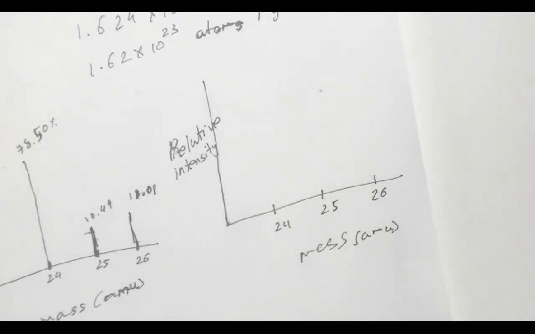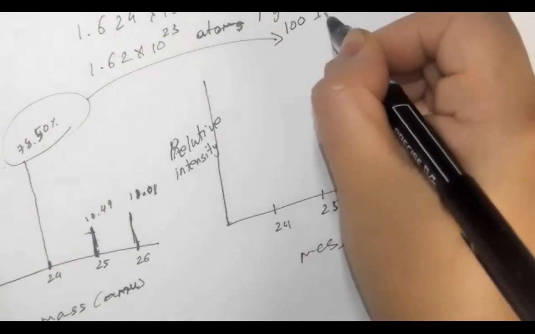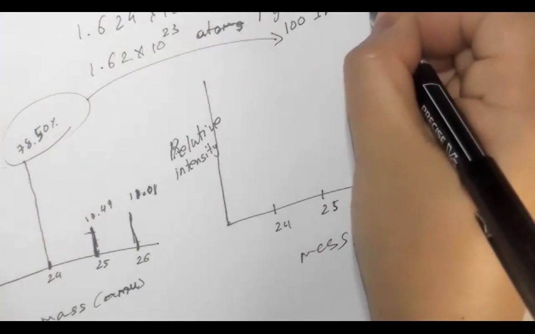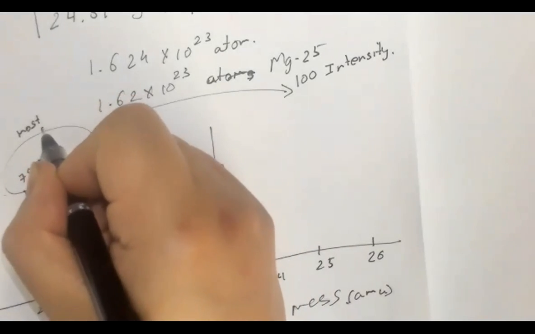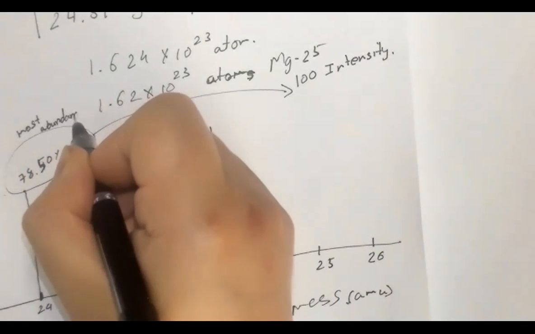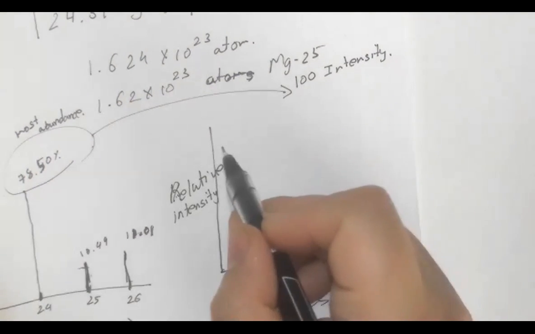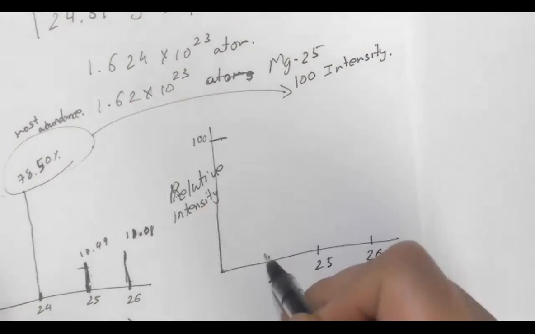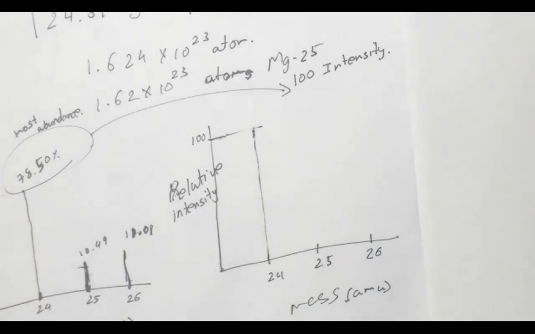Here's what it is. The highest one that you have in the earlier one, the most abundant one, is gonna be 100%. So this is gonna be 100 intensity. Make sense? So most abundant is gonna make 100% intensity. Okay, so that's what it is. So I'm gonna say this is 100. Somewhere there. See that? That's the first step. Now I'm gonna figure out this.